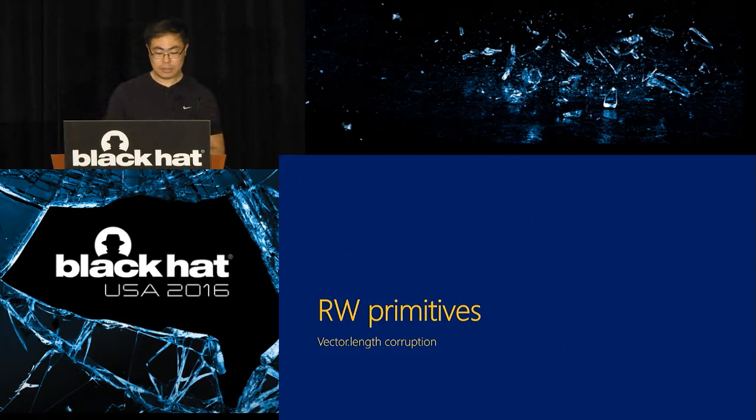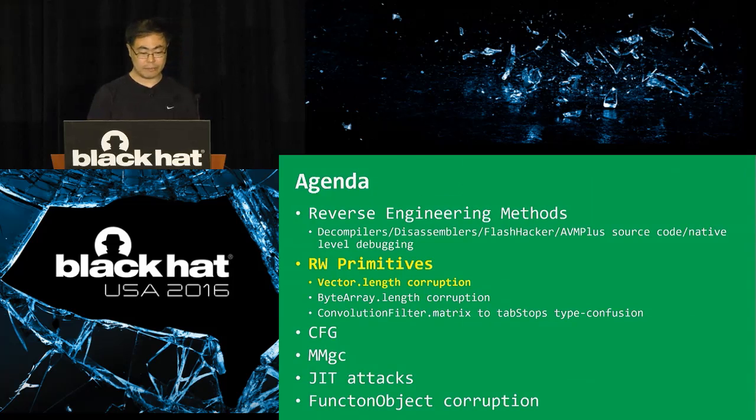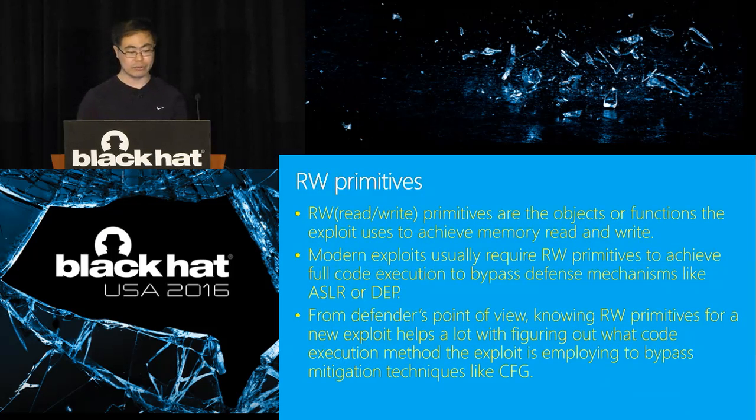So let's talk about RW primitives. From the agenda, this is the second part, and we will talk about 3 different RW primitives. The first one is vector length corruption. This one I mentioned already, but let's talk about RW primitives first. RW primitives are the objects or functions the exploits are using to achieve memory read and write.